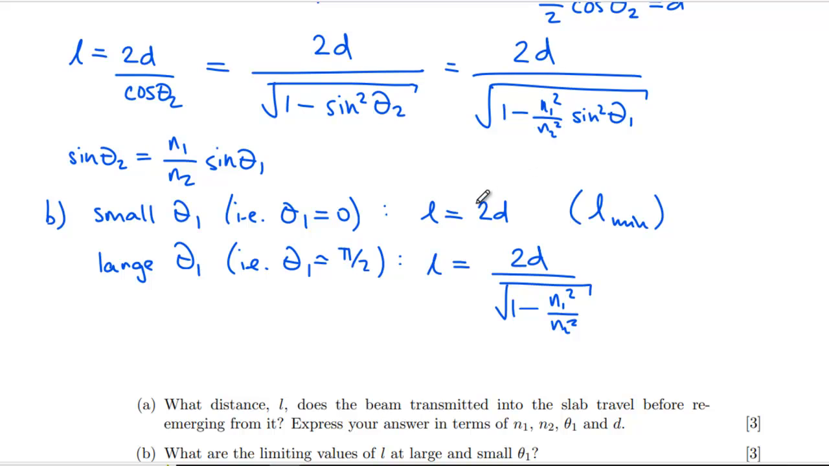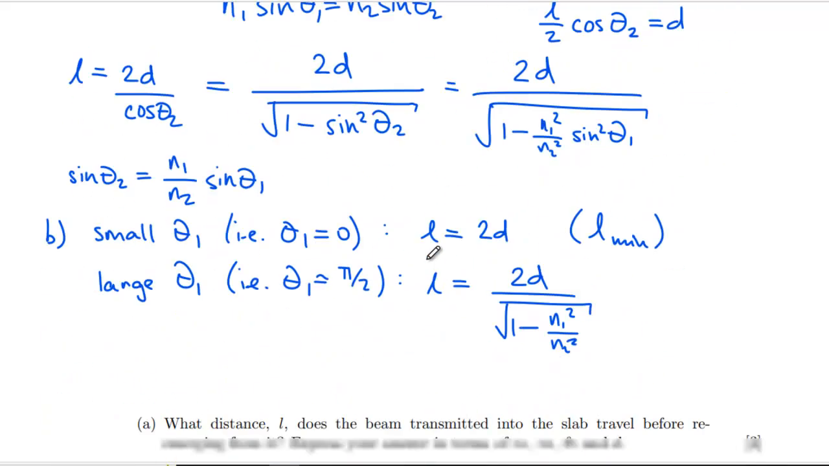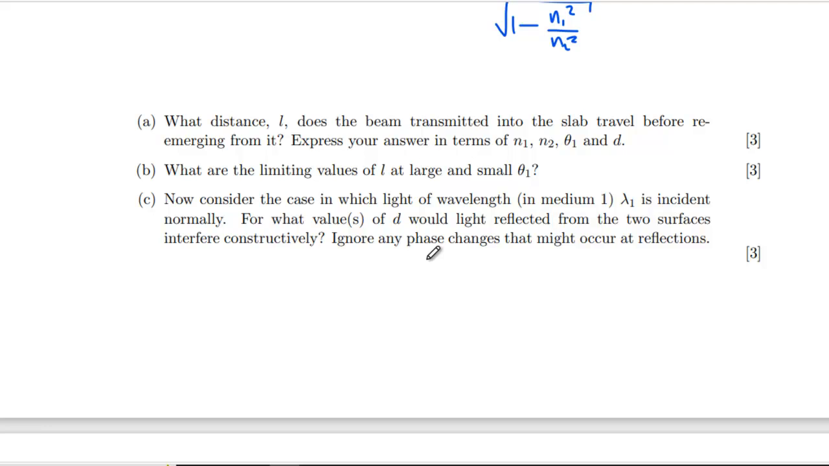Yeah, it was an easy 3 marks compared to the first bit maybe, but still, so far so good. Now consider the case in which light of wavelength in medium 1, lambda 1, is incident normally. For what values of D would light reflected from the two surfaces interfere constructively? Please ignore any phase changes that occur at the reflections.